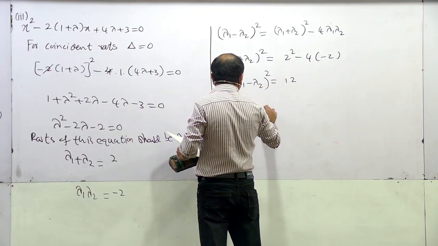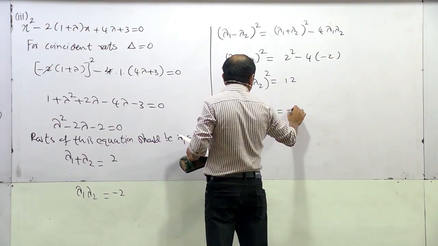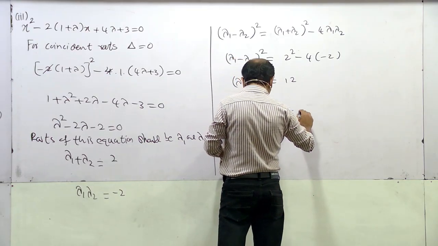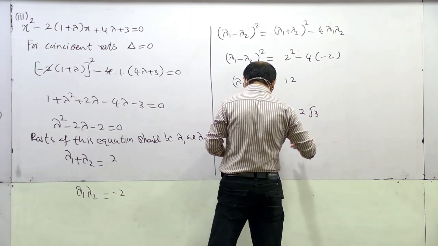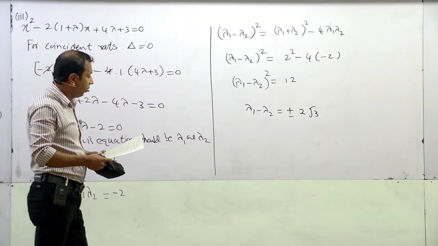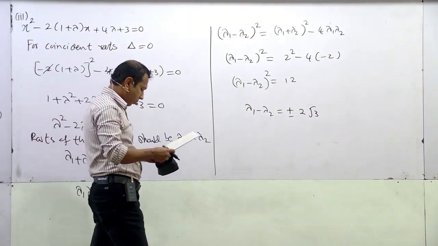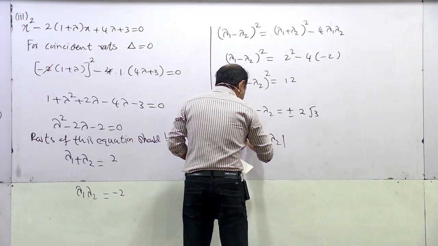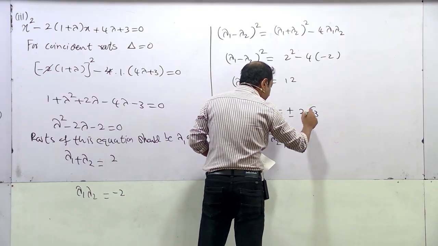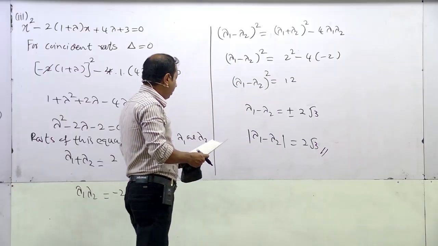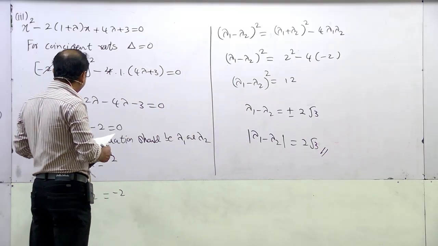So then lambda 1 minus lambda 2 we can take as plus or minus 2 root 3, right? Now we need the modulus of this. Taking the modulus, lambda 1 minus lambda 2 modulus is going to be 2 root 3. Okay, right. So then the marks come in here.